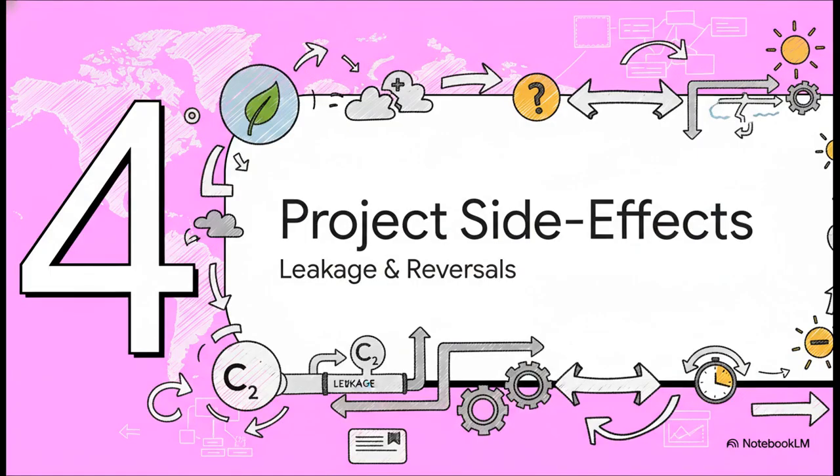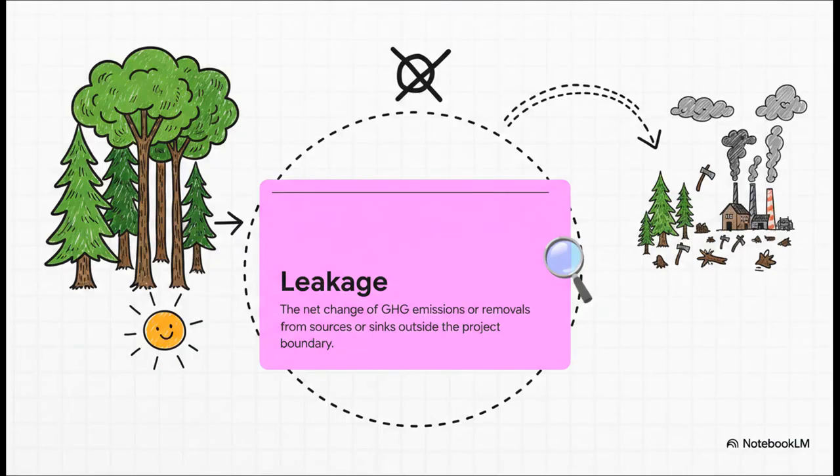Okay, so a project's impact doesn't always stay neatly inside its little box. There can be side effects, and the standard requires you to account for two really important ones: leakage and reversals. Let's talk about leakage. This is a huge concept. Imagine your project protects a patch of forest from being cut down. Great. But what if that just caused the loggers to move over and cut down the forest next door instead? If that happens, you haven't created a net benefit for the climate. You've just moved the problem. The standard says you have to look for that risk, and if it's significant, you have to quantify it and subtract it from your claim.